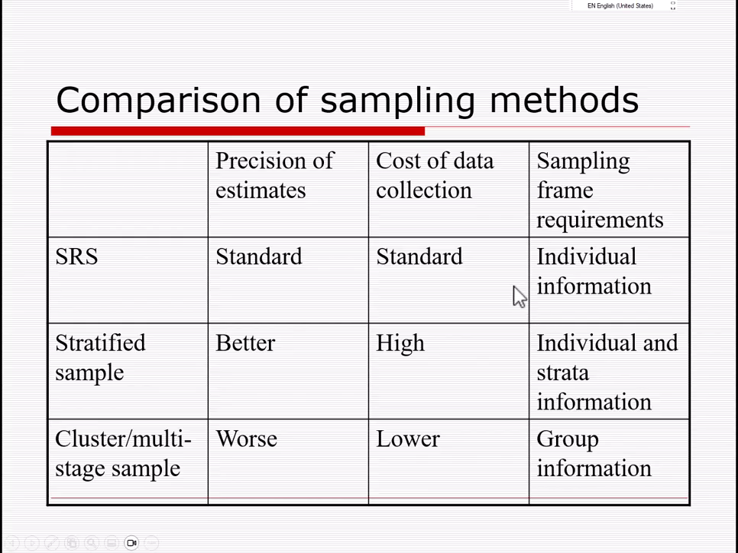Now, once you identify your sampling frame, you can match it to a sampling method, and some different sampling methods require different levels of information in the sampling frame. So our reference method that we compare all the other methods of sampling is simple random sampling.